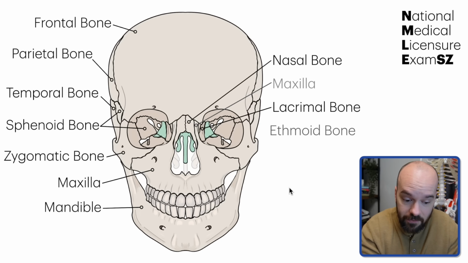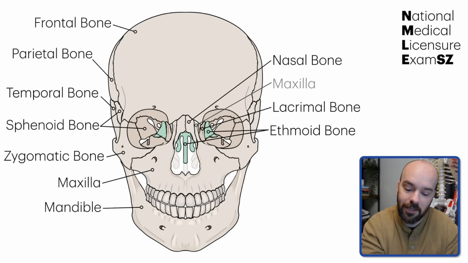And then after that we've got the ethmoid bone, so we have the National Medical Licensure for lacrimal, exam for ethmoid, and then we'll have the sphenoid bone right there. That's the S in exams, so sphenoid, and then the zygomatic bone, so nasal, maxilla, lacrimal, ethmoid, sphenoid, and zygomatic. National Medical Licensure Exams. Hopefully that's helpful. If you have some other acronym, feel free to use that.